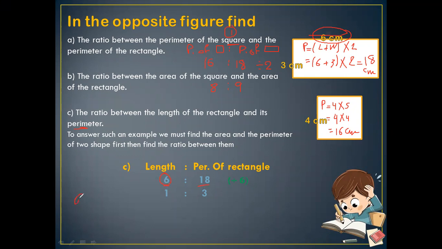Okay, I can also divide by 2. When I divide by 2, it will be 3 and we have a 9. And 9 is divisible by 3 also. So it will be 1 to 3. It's also correct, so both of them are correct. You can use this way or you can use that way.